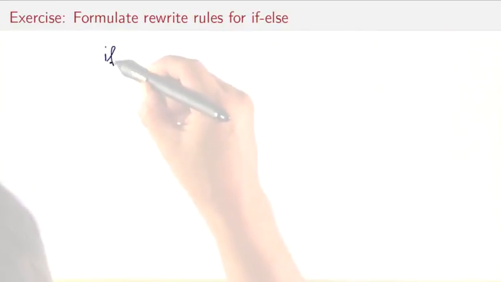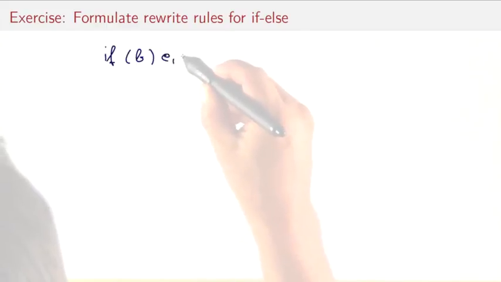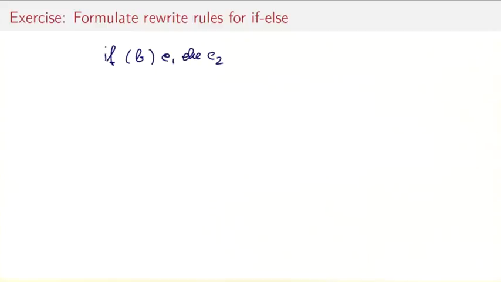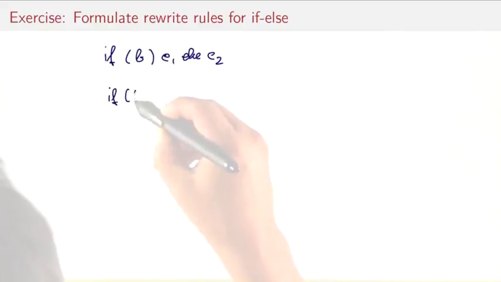So let's see how we would go about that. We're looking for rewrite rules for expressions of the following form. It would be if, some condition Boolean b, then some part e1, else some else part e2. One good distinction is, well, the evaluation will depend on what the Boolean value b here is. So let's write one rule for where b is true.